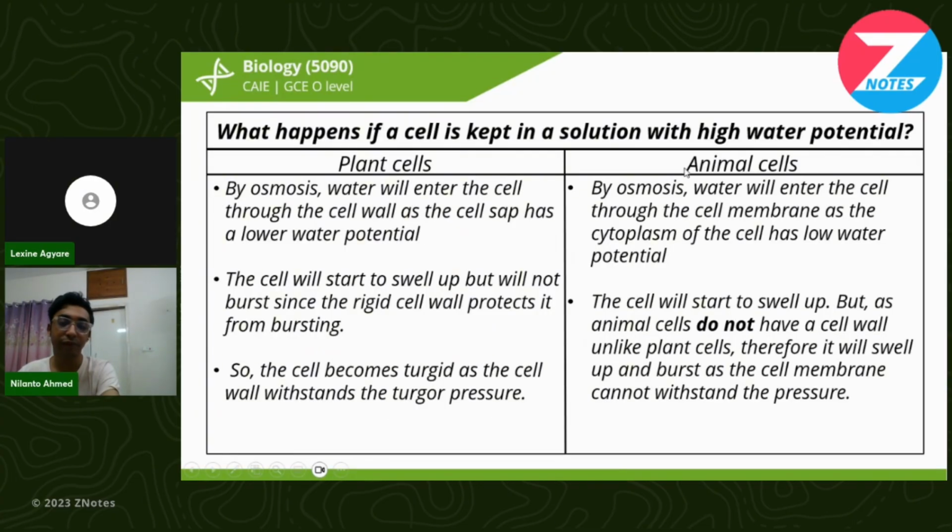Now, this story is different for animal cells because by osmosis, again, water will also enter the cell through the cell membrane, as the cytoplasm has lower water potential.